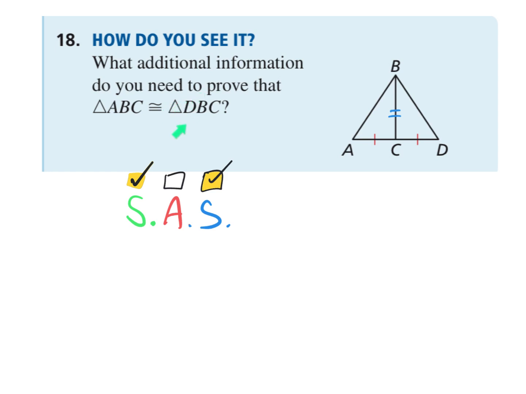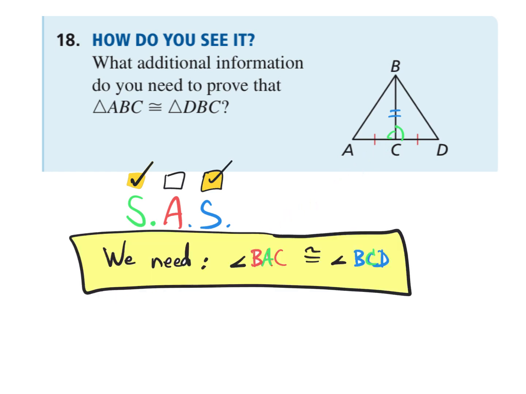So what do we need to prove the triangles are congruent? We need a pair of angles, the angles that are included between the given sides. In other words, we need to know that this angle is congruent to that angle. Or in other words, our final answer is this. This angle is angle BCA, and this one is angle BCD. That's what we need to prove that the triangles are congruent using the SAS congruence theorem.